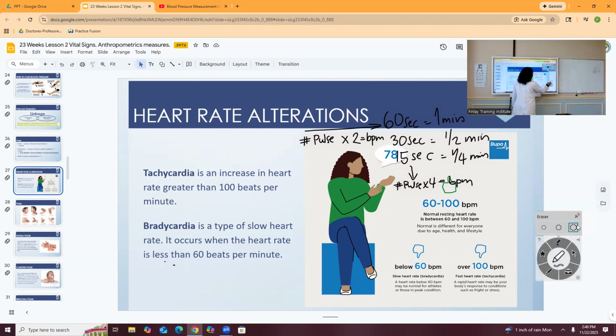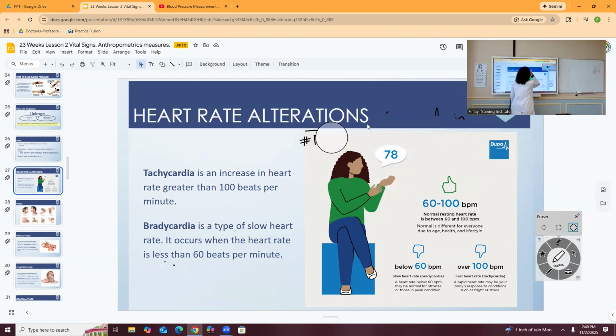So your homework for today is going to be taking pulses of everybody at home, okay? Go and make sure that you're good at identifying where that radial artery is.